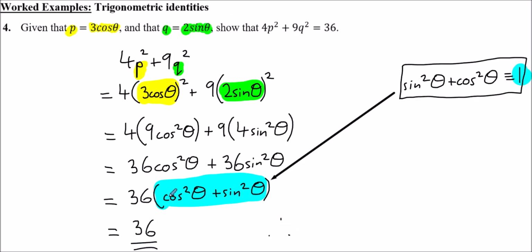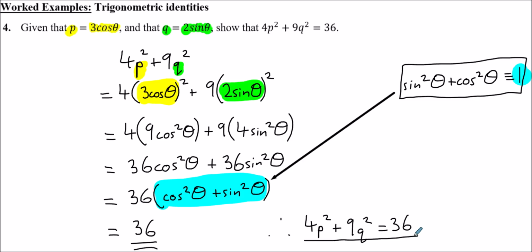So we've proven it, because 36 lots of cos squared theta plus sin squared theta means 36 lots of 1, which is obviously just 36. So therefore, 4P squared plus 9Q squared is indeed 36. And we're done and dusted.